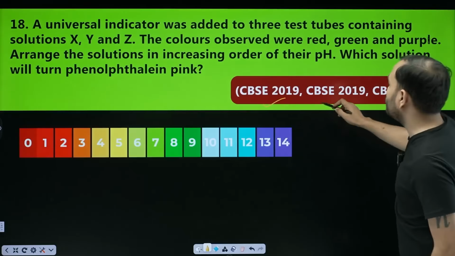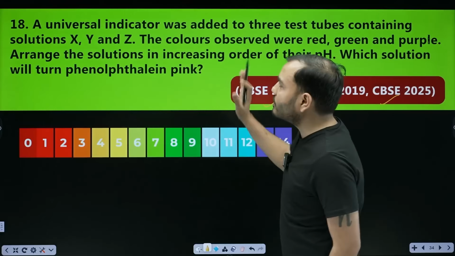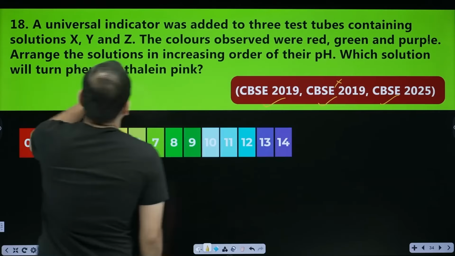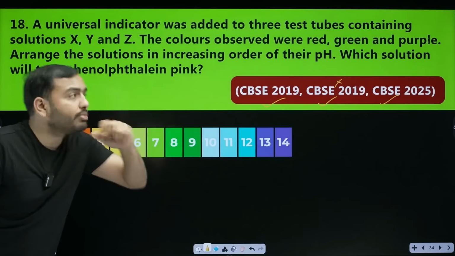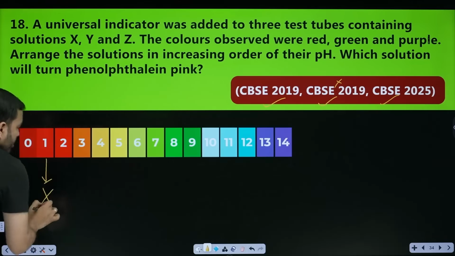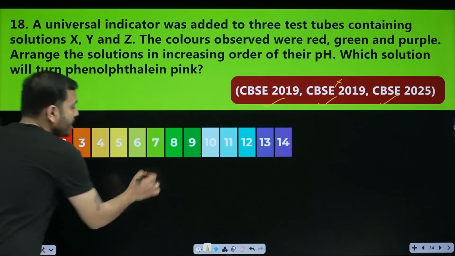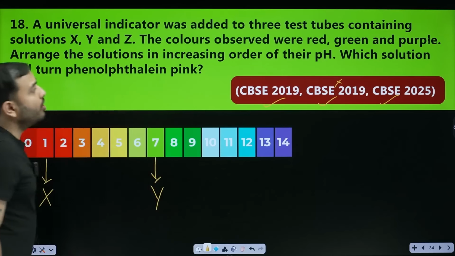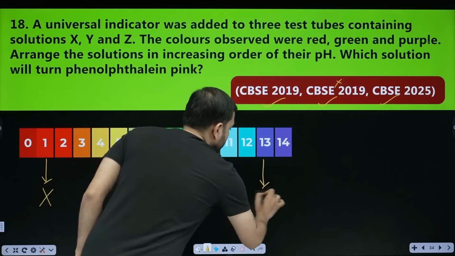Next is CBSE 2019 to 2025, this was asked 2 times. A similar question. A universal indicator was added. Universal indicator tells the nature, acid or base, and the strength also. It was added to 3 test tubes containing solutions X, Y, Z. The colors observed were red, which means X is red. Green, Y gets green. And Z gets purple. Purple, this is Z.